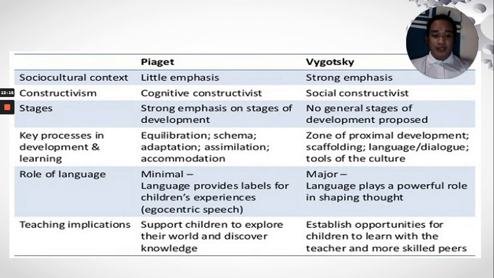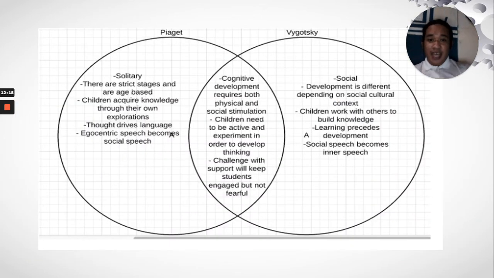Now, here's a Venn diagram of the theories of both of them. The similarity of their theories is that cognitive development requires both physical and social stimulation. Of course, both of them believe that the intrapersonal and the interpersonal relationship play a very important role in stimulating or enhancing the cognitive development of a child.